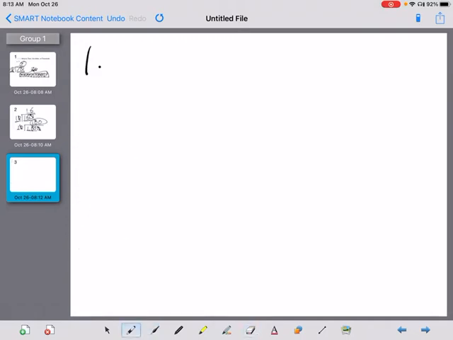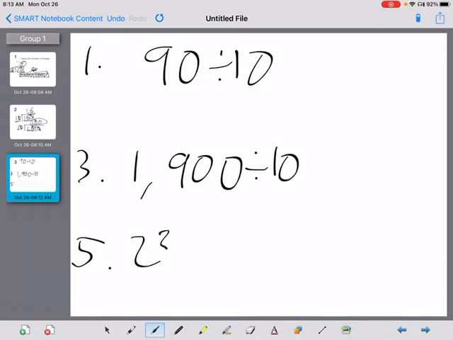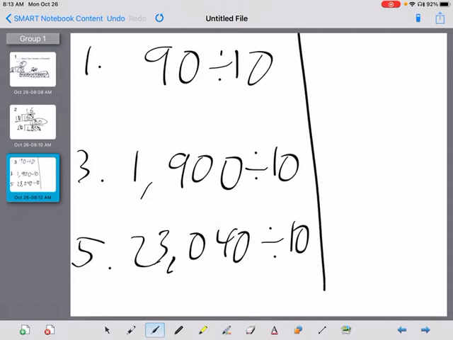I got to use all the functions of the Smart Notebook here. 1, 3, and 5. So number 1 is 90 divided by 10. Number 3 is 1,900 divided by 10. And number 5 is 23,040 divided by 10. So you can pause this at home, and then when you're done with those 3, unpause the video, click play, and check your work with me to see if you got the right answer.